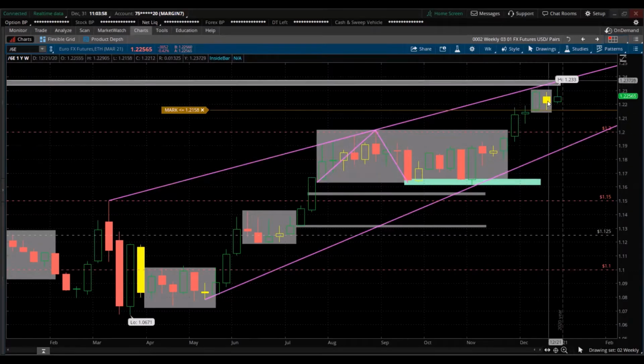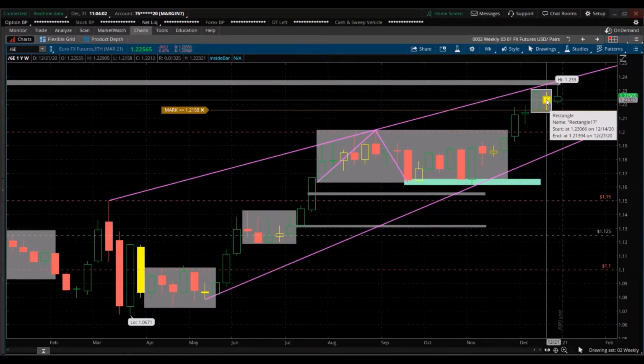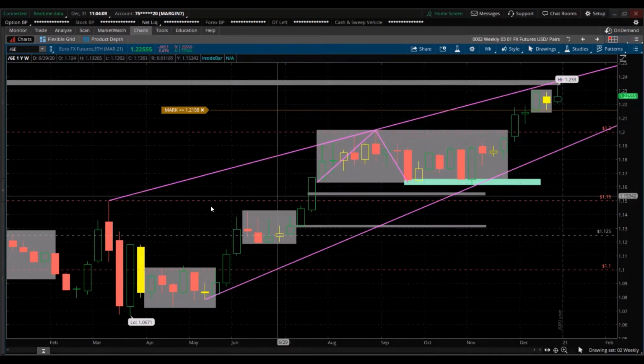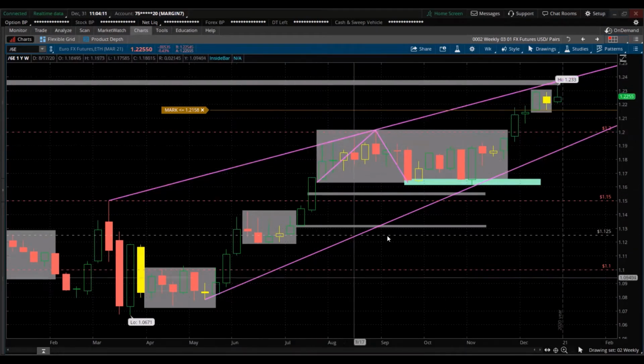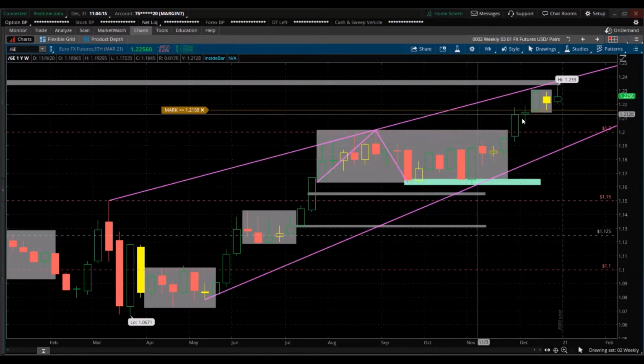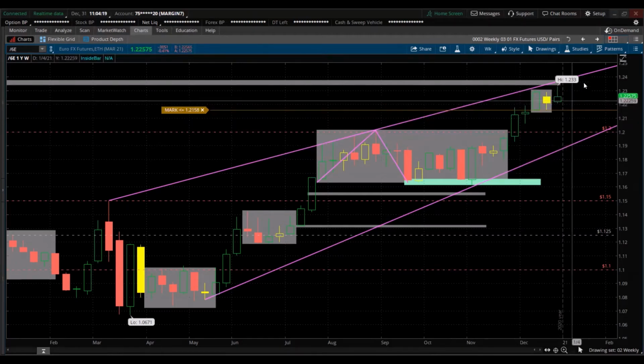This is the euro. It made a higher high this week, broke out above that inside candle from last week in this consolidation, and it's at an all-time high for the year. This is a wedge, these two purple lines, and it's getting tighter from the top and bottom. It's building a coil. It's going to break out at some point, very strong.